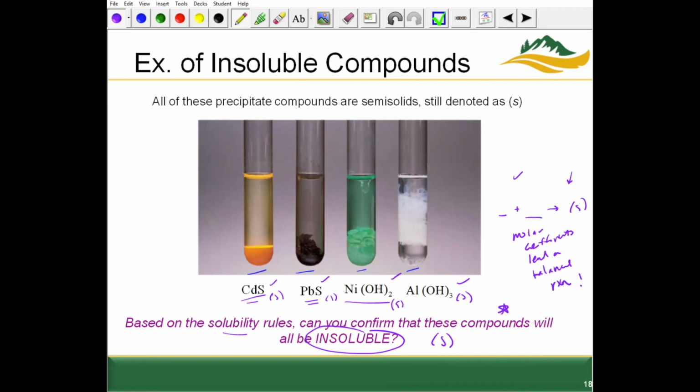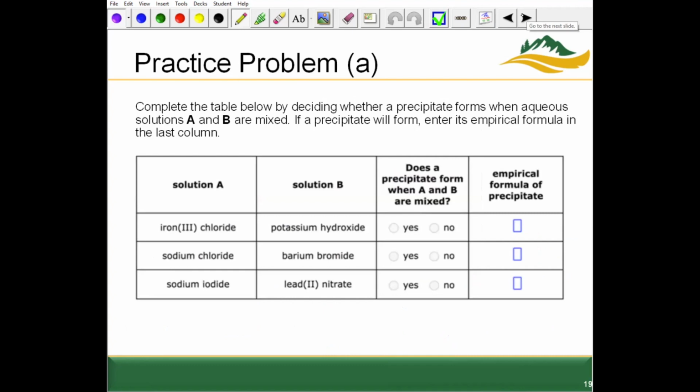Also, for more practice, try naming all of these as well. So practice writing out the name and these reactions, and let me know if you want to talk through any of those. Let's try this practice problem now.